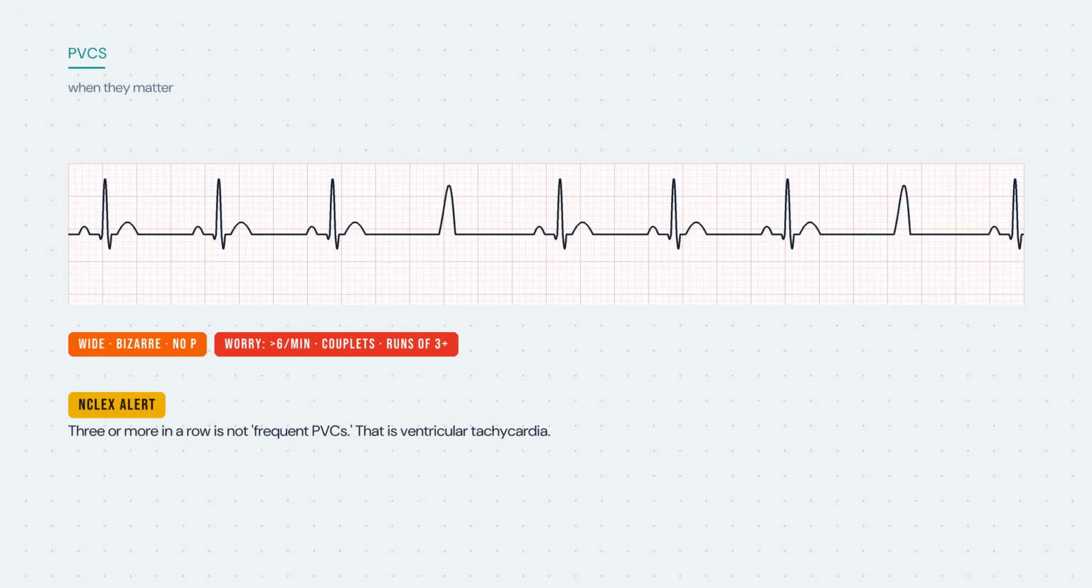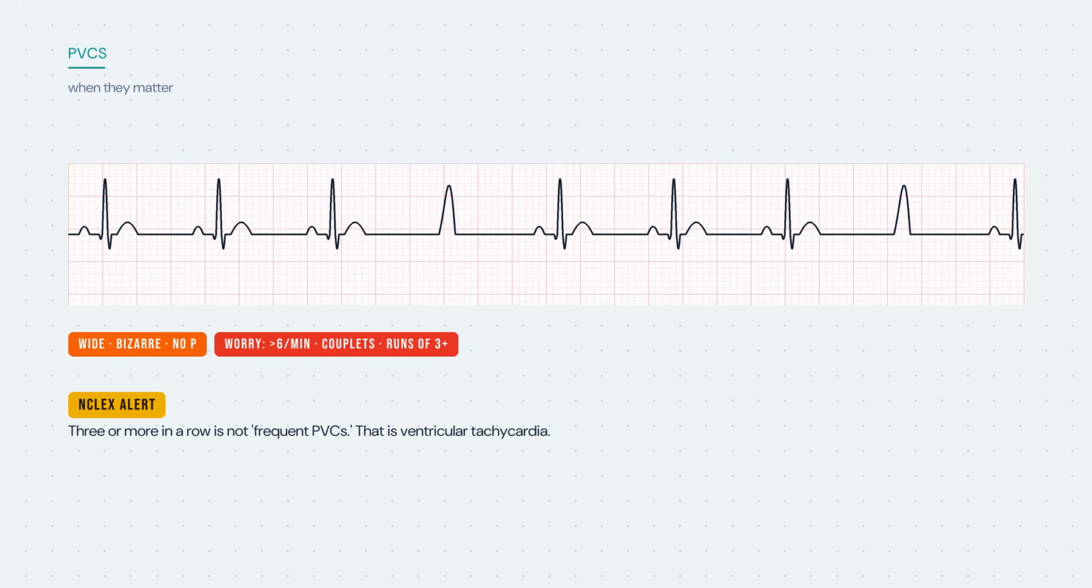Premature ventricular contractions. An irritable spot in the ventricle fires early. Because it starts in the ventricle, the impulse does not use the fast pathway, so the QRS is wide and bizarre, and there is no P wave in front of it. Occasional PVCs are extremely common and often benign. What makes them worrying is frequency and pattern.